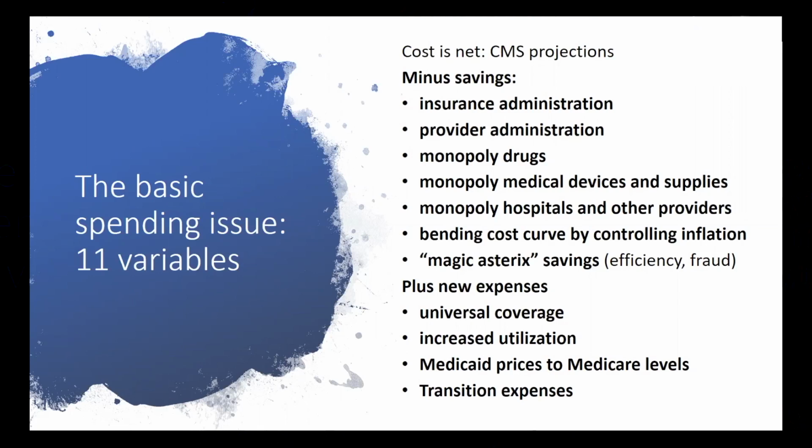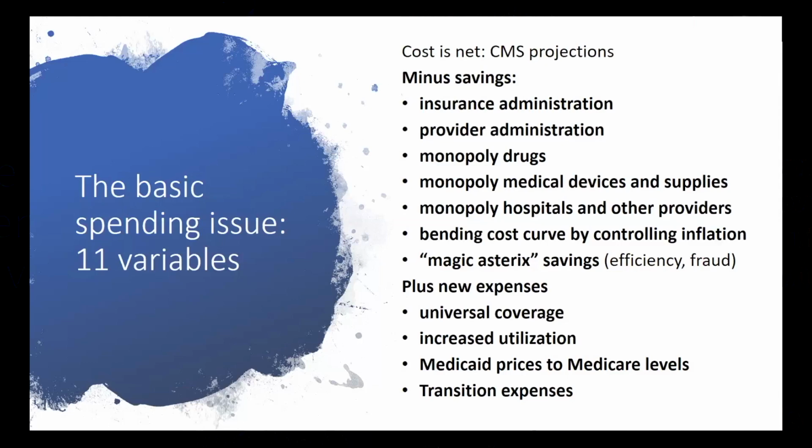And then bending the cost curve by controlling inflation. Much of the inflation in healthcare in the United States, inflation rates that are higher than in other countries, 1.5% per year for 40 years, higher than in Canada. And some of that comes from rising administrative burdens, rising monopoly pricing for drugs, and recently, especially, rising monopoly prices at hospitals.